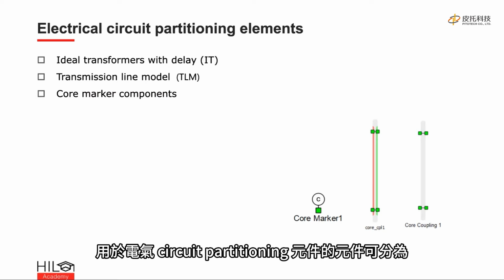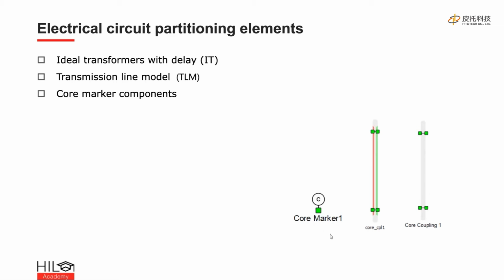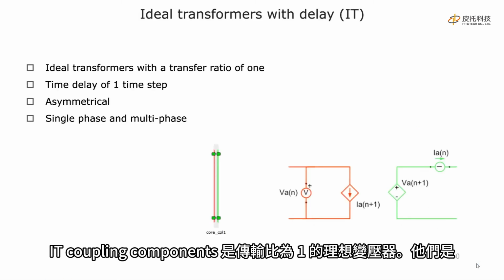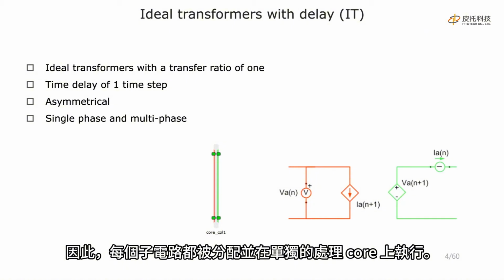Components used for electrical circuit partitioning can be divided into 3 main groups: ideal transformer-based, transmission line model-based core couplings, and core marker components. IT coupling components are ideal transformers with a transfer ratio of 1. They are used to partition the complete emulated power electronics circuit into multiple subcircuits. Consequently, each subcircuit is assigned and executed on a separate processing core.